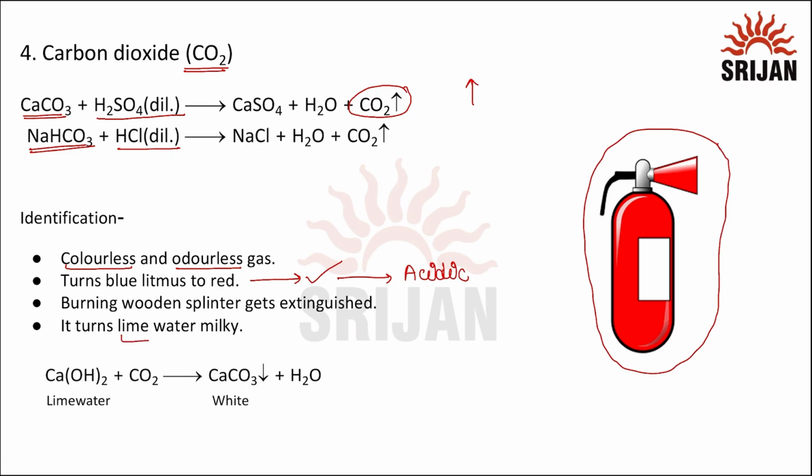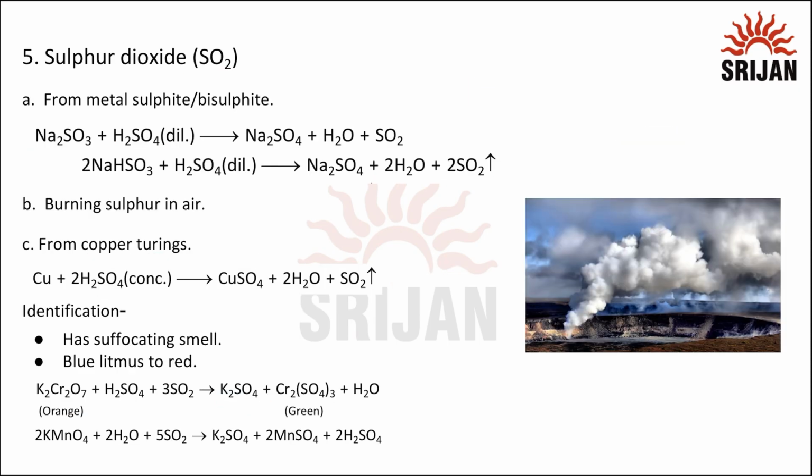It always turns lime water milky. Whenever it is passed through lime water, you will find a precipitate. This precipitate is insoluble calcium carbonate. This is an insoluble precipitate and hence it turns lime water milky. The fifth gas is sulfur dioxide. It is written as SO2.